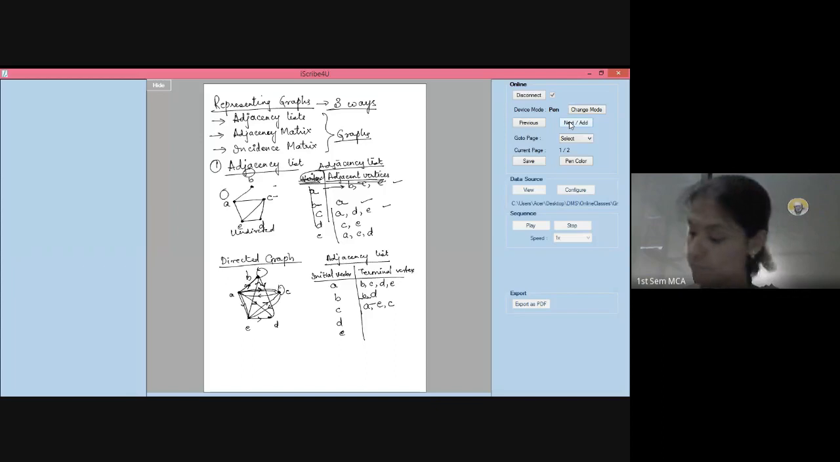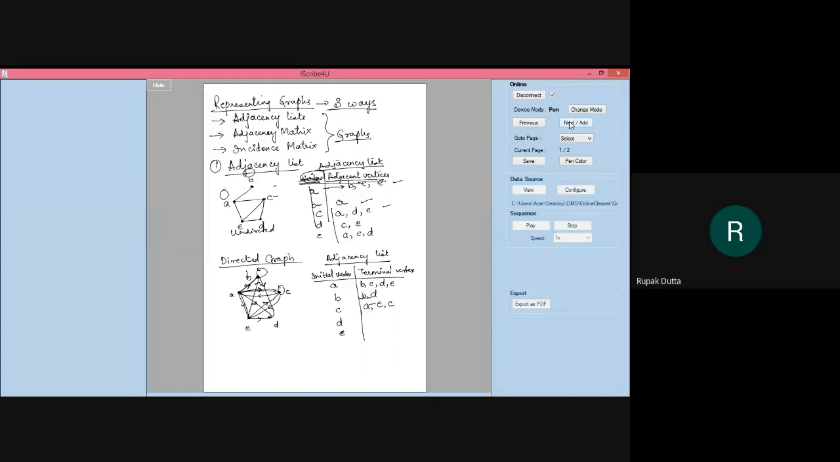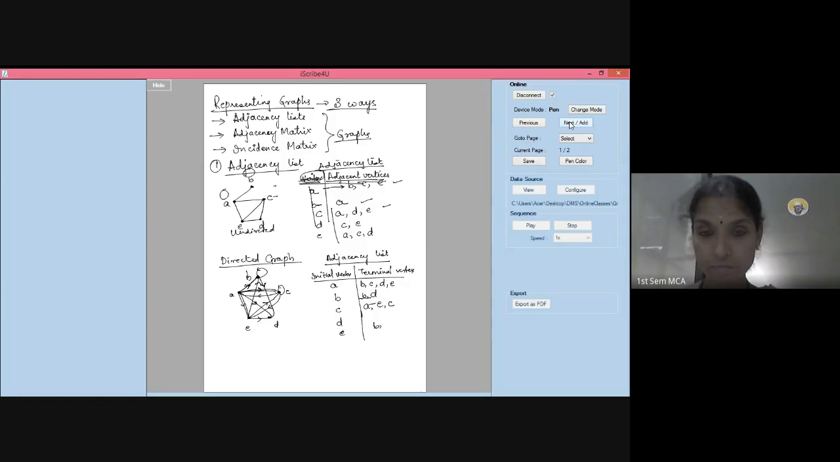For E, B, C and D. All right. For D, it is null. Clear to you all? That's how we represent an adjacency list.